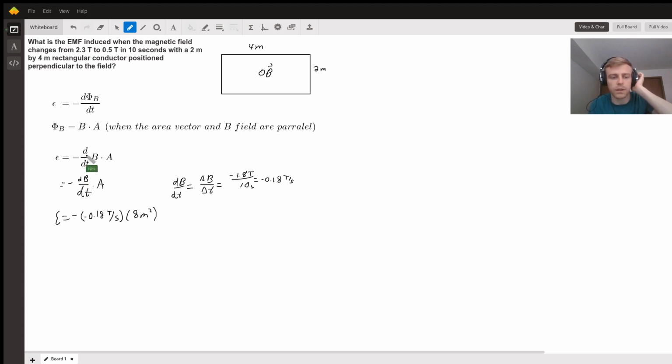We just do B times A, take the time derivative of whichever one is changing, and the time derivative will usually be constant. If not, you'll have a function you can actually take the derivative of. But in this case, we're assuming that the rate of change here is constant. So we get a relatively simple expression there, and you can calculate that out and solve that.